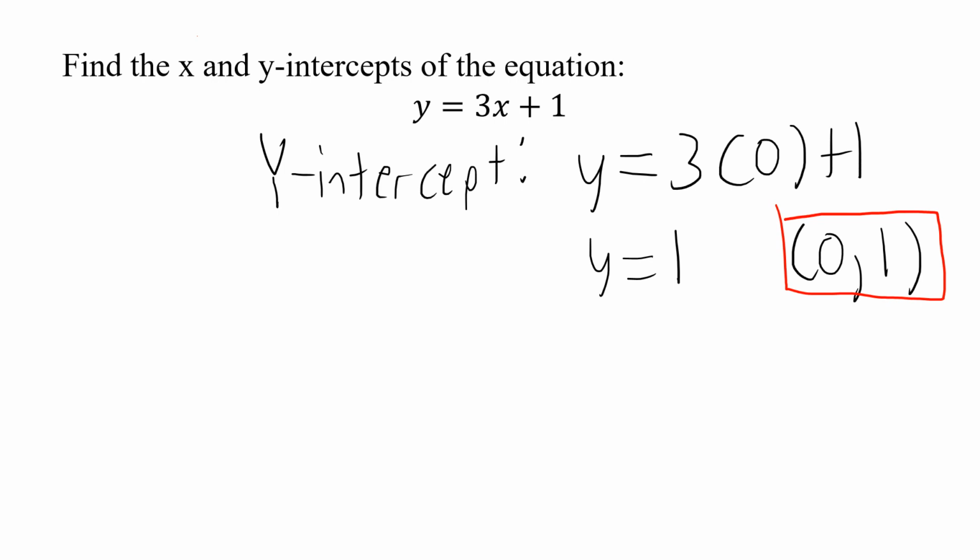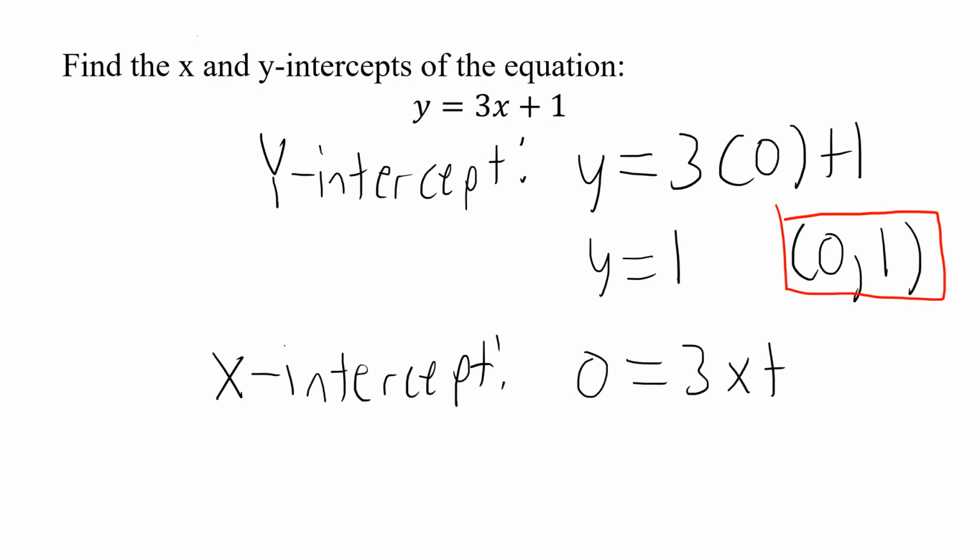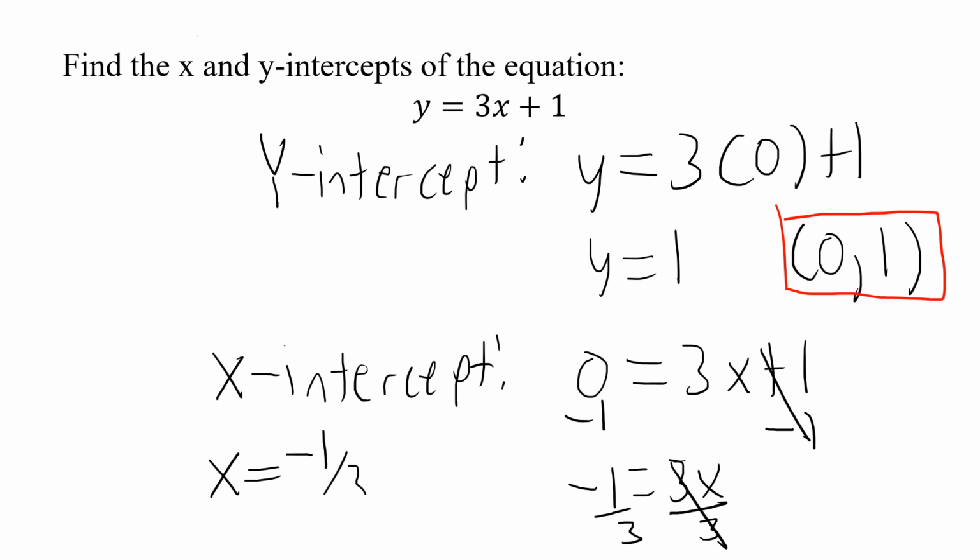To find the x-intercept, we just make the y 0. We say 0 equals 3x plus 1. Next, we need to get x by itself, so we take 1 away from both sides. We can then say negative 1 equals 3x. To get rid of the 3 in front of the x, we have to divide, and we're left with x equals negative 1/3. Or, as an ordered pair, (negative 1/3, 0).